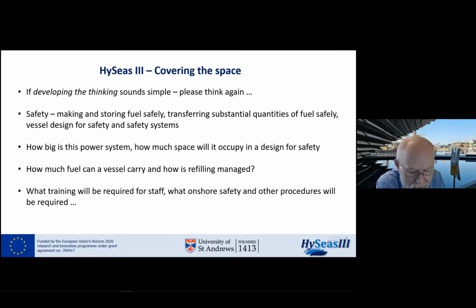We're going to have to transfer much larger quantities of fuel than has ever been done in hydrogen road transport. These vessels, even a small marine vessel, are more than an order of magnitude larger than anything you're likely to find on the road. That's going to need a lot more fuel. How do you shift that and do it safely? And how do you design a vessel for safety using a quite different type of fuel?